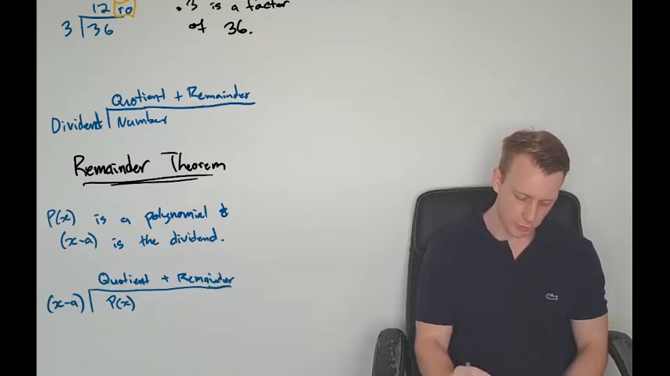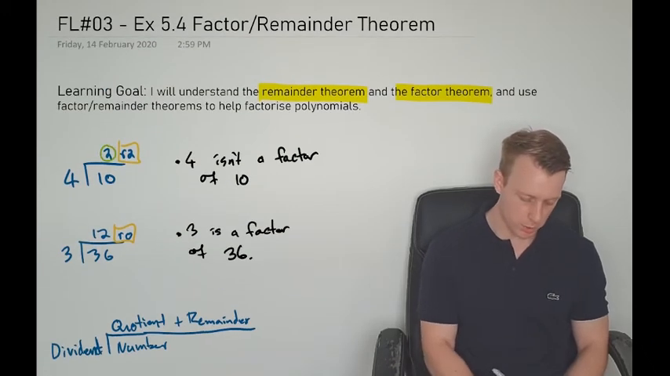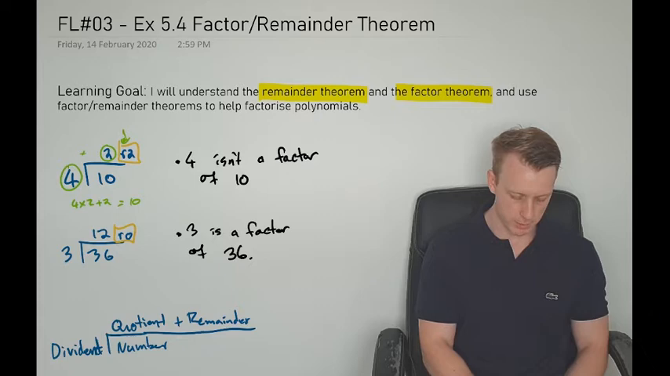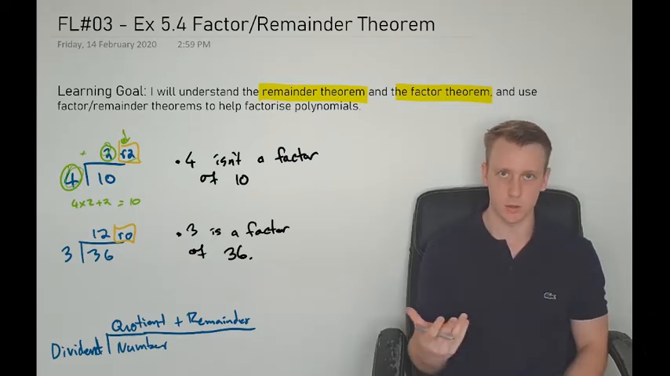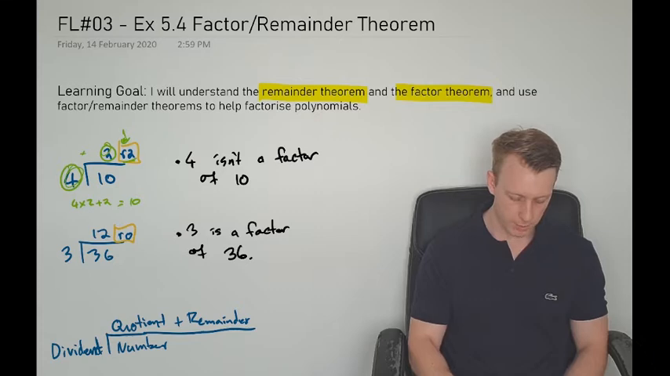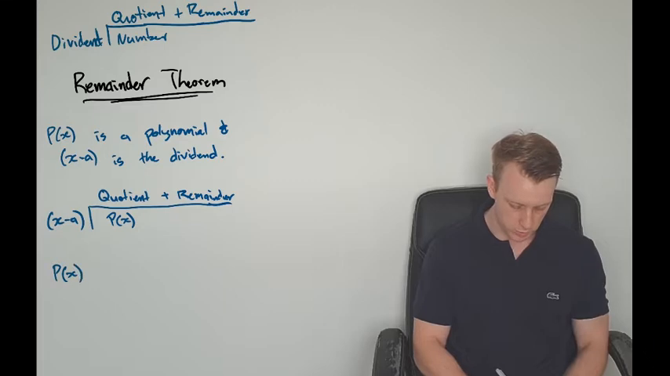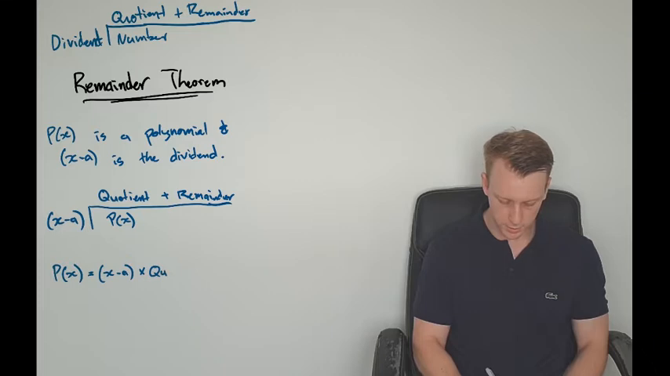Right, now similarly, if we go back, I'll do this in green. If we take the quotient and multiply it by the divisor, then look at the remainder and add it, you get the original number. Because the quotient multiplied by the divisor plus the remainder equals the number you had originally. So if we apply this to polynomials, we'd say the polynomial is equal to the divisor multiplied by the quotient plus the remainder.